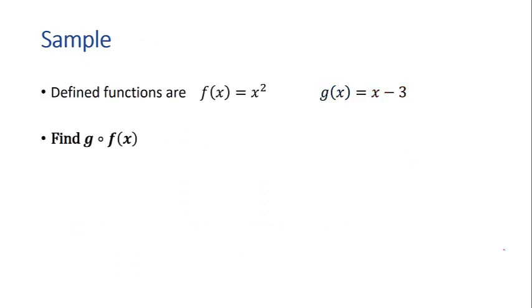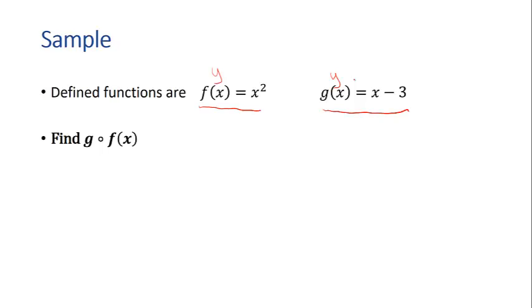Now let's go ahead and take a look at a sample, only this time we're going to find g of f of x. So we've simply reversed the order of the functions. The functions are still defined as f of x is equal to x squared and g of x is equal to x minus 3. And remember, no matter what letter we use, f of x is simply another notation for saying y equals x squared and g of x saying y equals x minus 3.